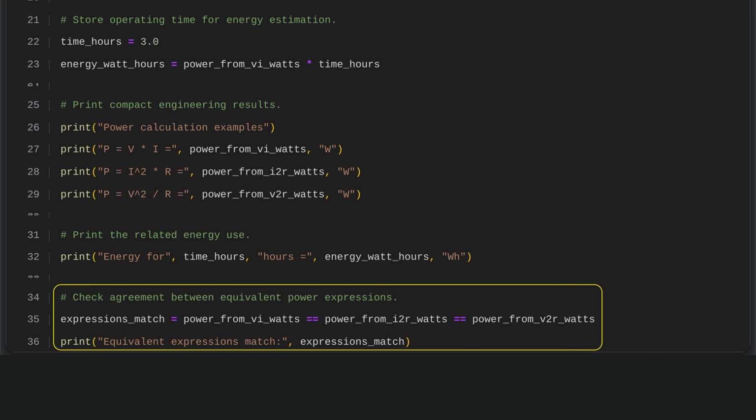The code verifies that 3 ways of calculating electrical power give the same result, using voltage and current, current and resistance, and voltage and resistance. If all 3 match, it records the comparison as true and prints the result. This provides a quick check that the equivalent power formulas agree.